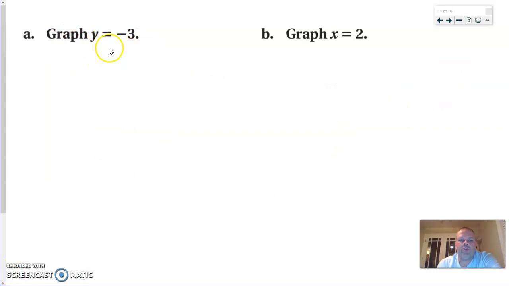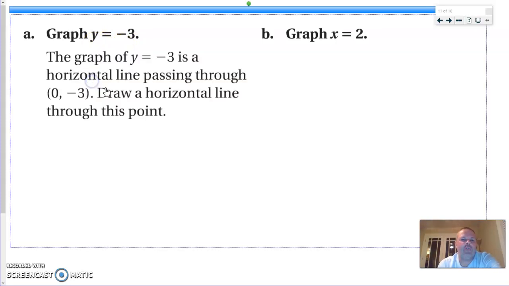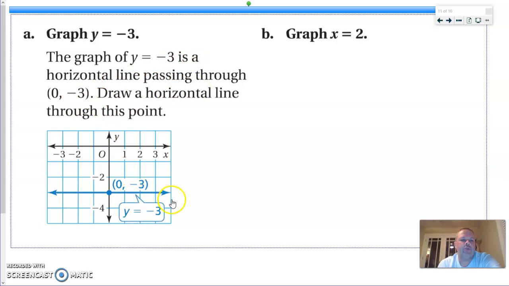This is y equals -3, sorry. So I know it is going to be horizontal because it is y equals. In my graph here, y equals -3 is a horizontal line passing through (0, -3). And what we would draw is right here. Here's (0, -3). Draw a straight line through that.